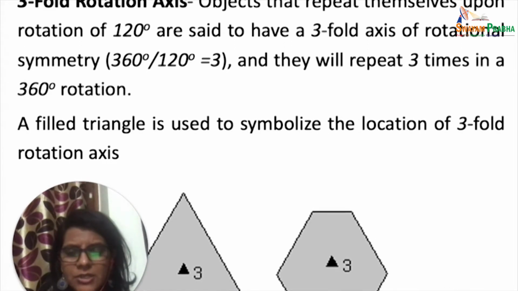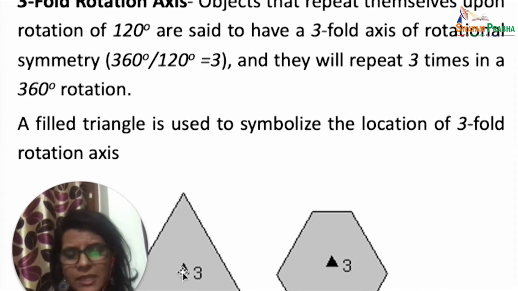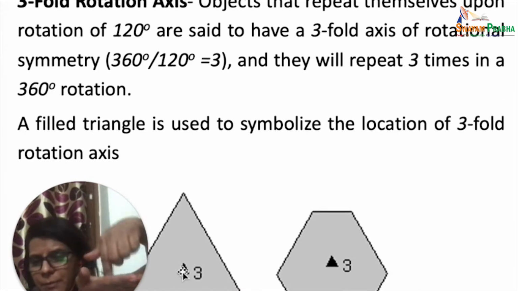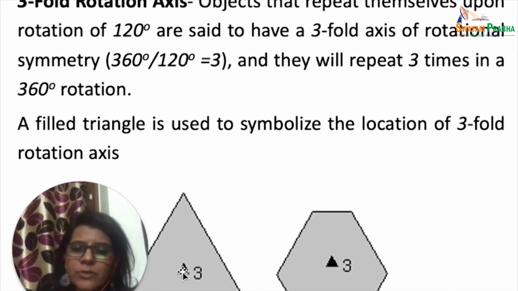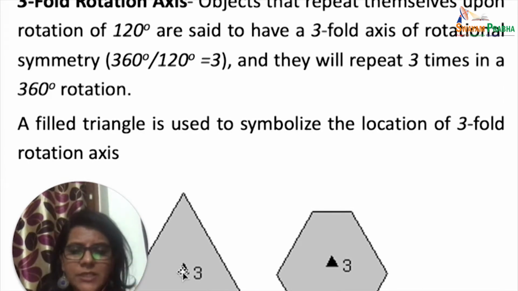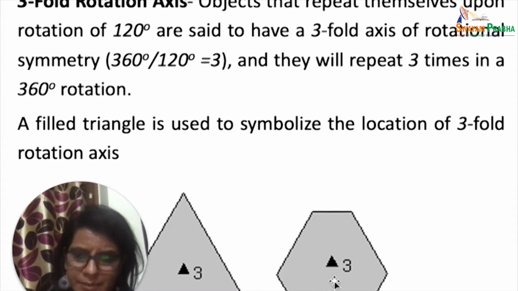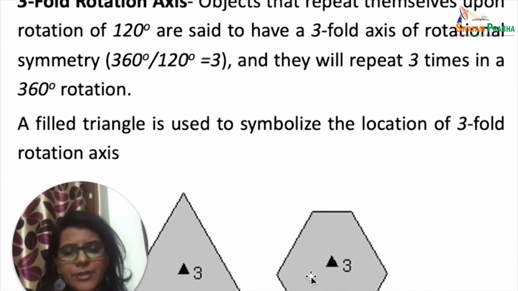So this triangle, a filled triangle, is used to symbolize the location of a threefold axis. Just imagine an imaginary line which is coming towards you from the screen, or if you're drawing it on paper, perpendicular to the plane of the paper, and you give it a rotation. After 120, you get the identical structure. Another 120, that is 240, you get an identical structure. Another 120, you get an identical structure. Similarly, in this structure, you get a threefold rotational axis of symmetry.